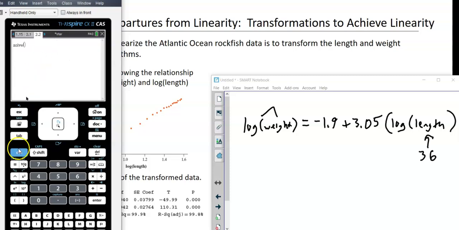So we're going to take the log. If you hit the log button there, log base 10, we're just going to leave that blank, of weight. I'm going to put W just so I have a variable. Equals negative 1.9 plus 3.05 times the log, again base 10, we can just leave it blank, of 36, comma, the variable we're solving for, in this case that would be W, and it should solve it for us.